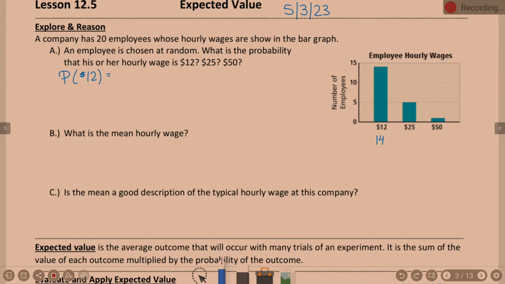And so I went with, okay, that bar is 14 high, this bar is 5 high, and this bar is 1 high. So I looked at 14 plus 5 plus 1 is 20. Good news is that checks with what's up top, right? 20 employees. So probability of earning $12 is 14 out of 20. What do you know about 14 out of 20? Both even. So divide by 2 and reduce this to 7/10. I have these as decimals, so 0.7 is what I have.